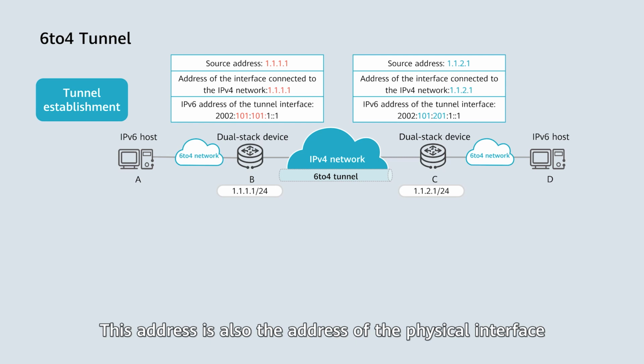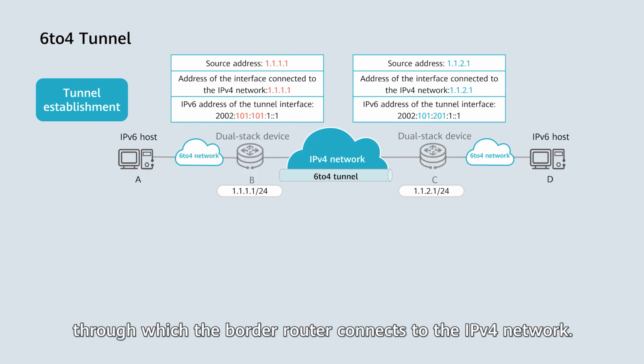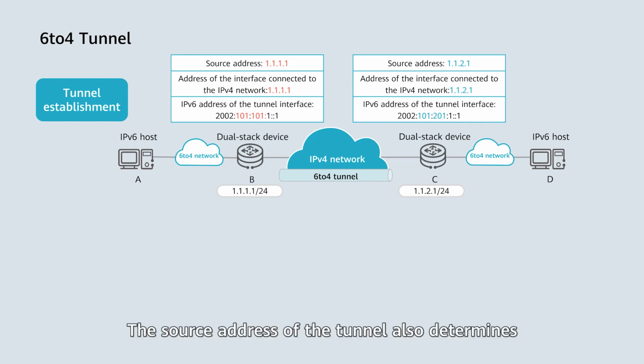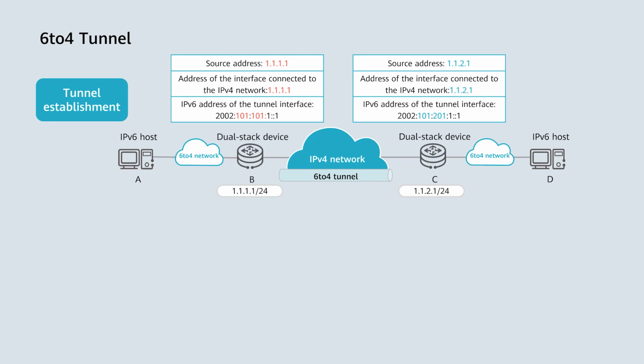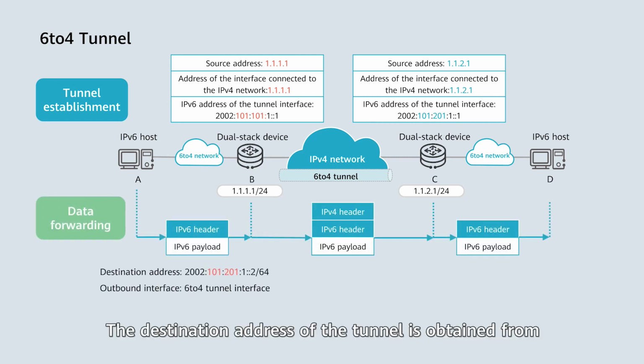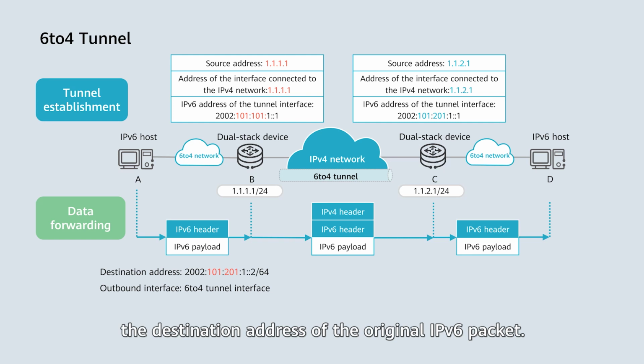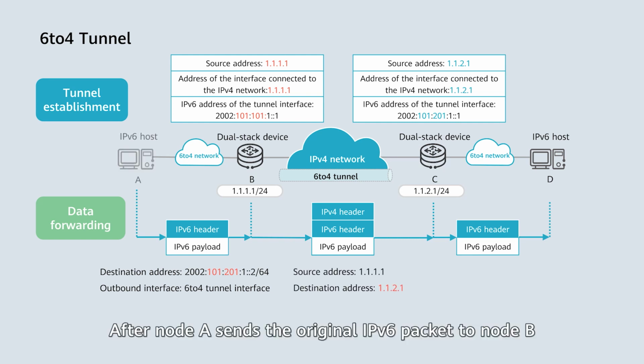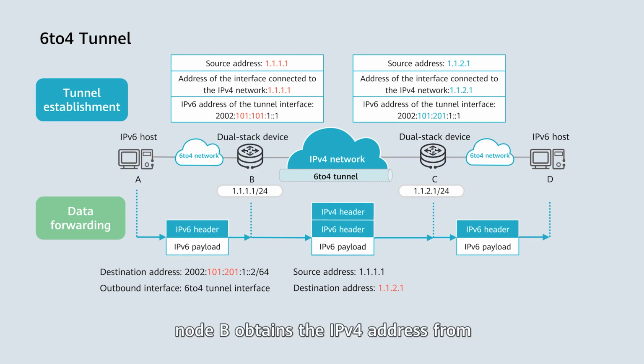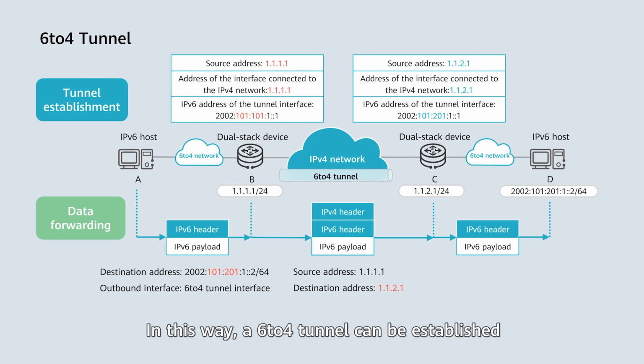This address is also the address of the physical interface through which the border router connects to the IPv4 network. The source address of the tunnel also determines the IPv6 address of the tunnel interface. The destination address of the tunnel is obtained from the destination address of the original IPv6 packet. After node A sends the original IPv6 packet, node B obtains the IPv4 address from the destination address of the packet and encapsulates the IPv4 address into the destination address field of the IPv4 packet header. In this way, a 6to4 tunnel can be established to transmit encapsulated IPv4 packets.